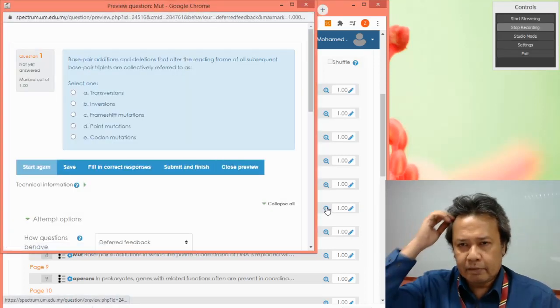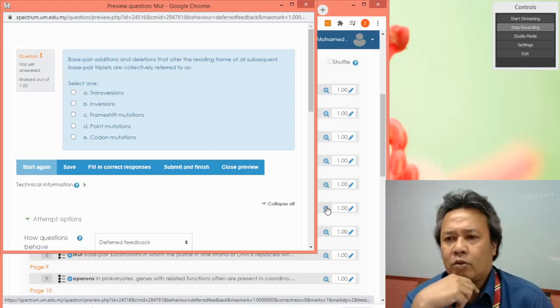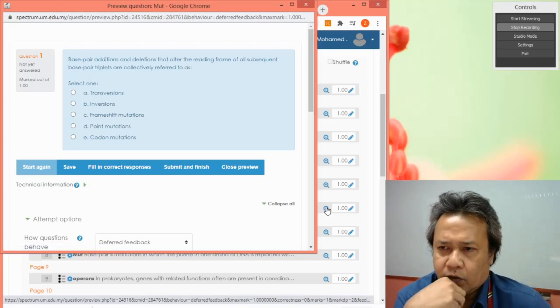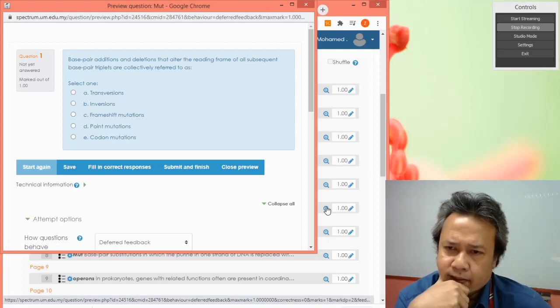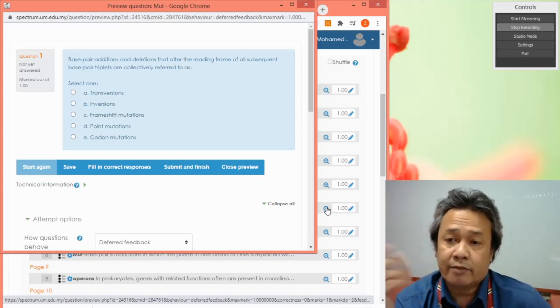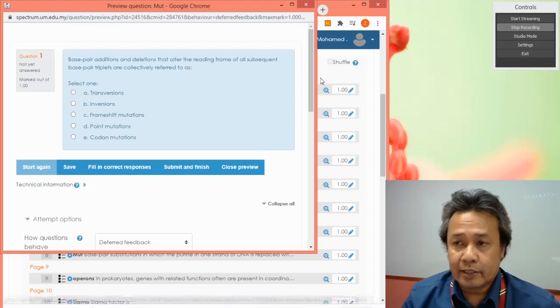Next. Base pair additions and deletions that alter the reading frame of all subsequent base pair triplets are collectively referred to as frameshift because it changes the frame. So they are called frameshift mutations. C.